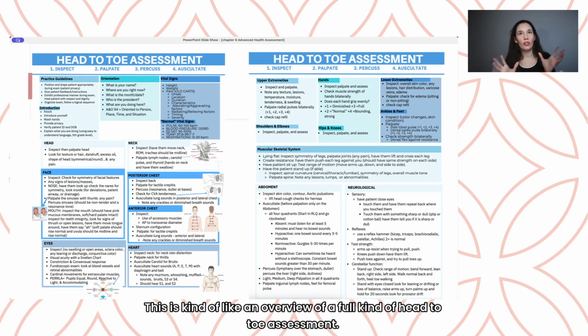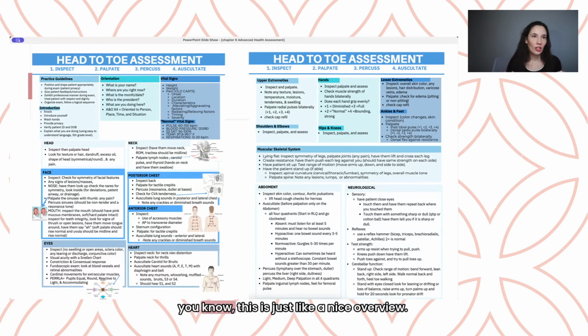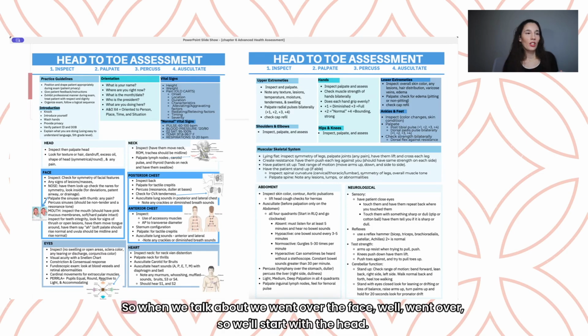So this is kind of an overview of a full head to toe assessment. We're using inspect, palpate, percuss, and auscultate. This is just a nice overview. So when we talk about, we went over the face. Well, we'll start with the head.